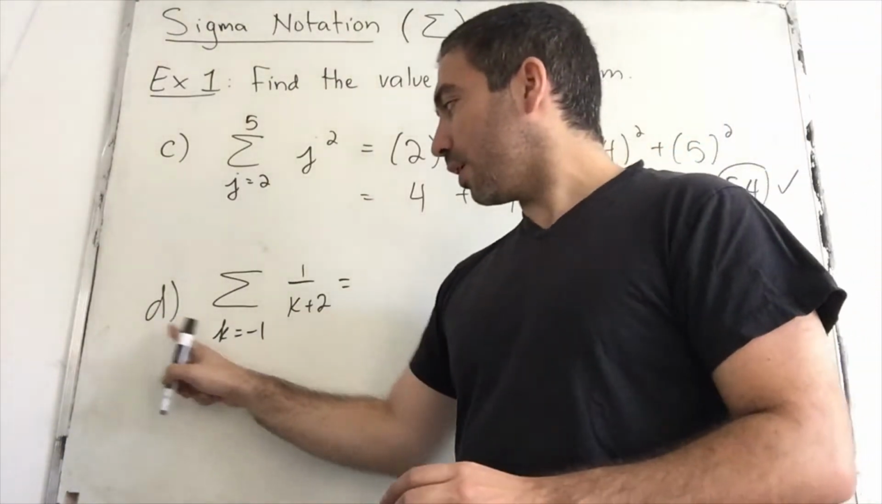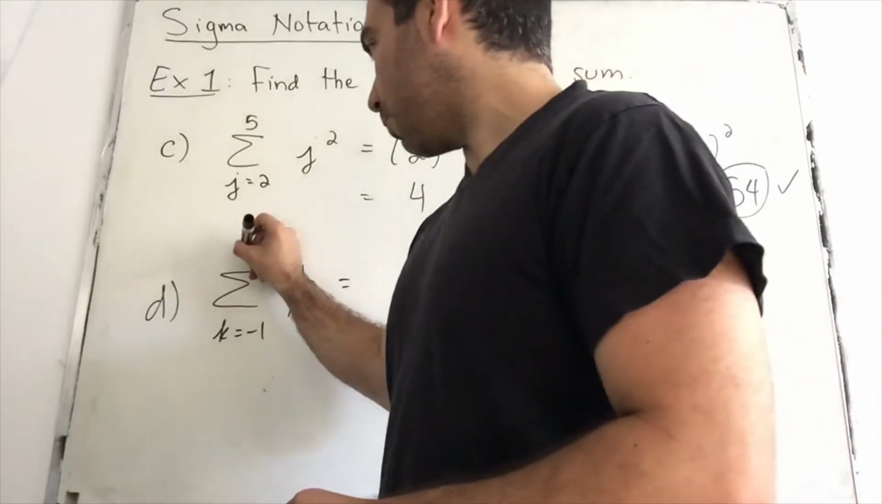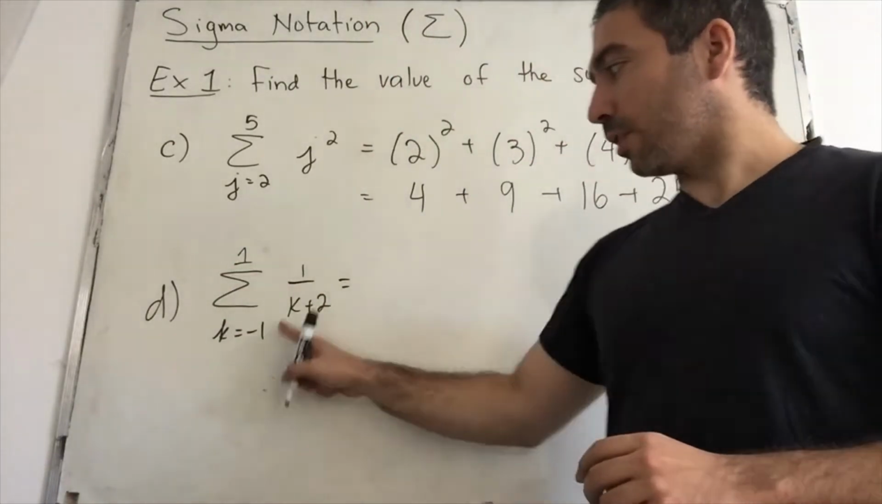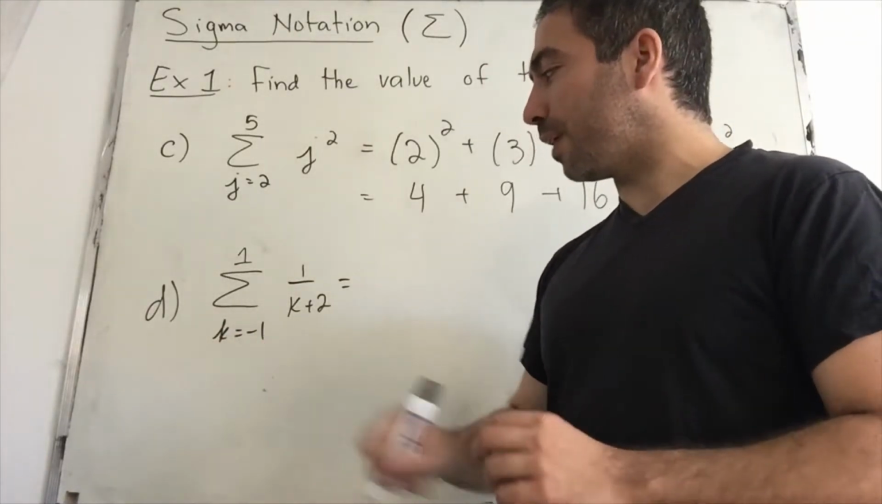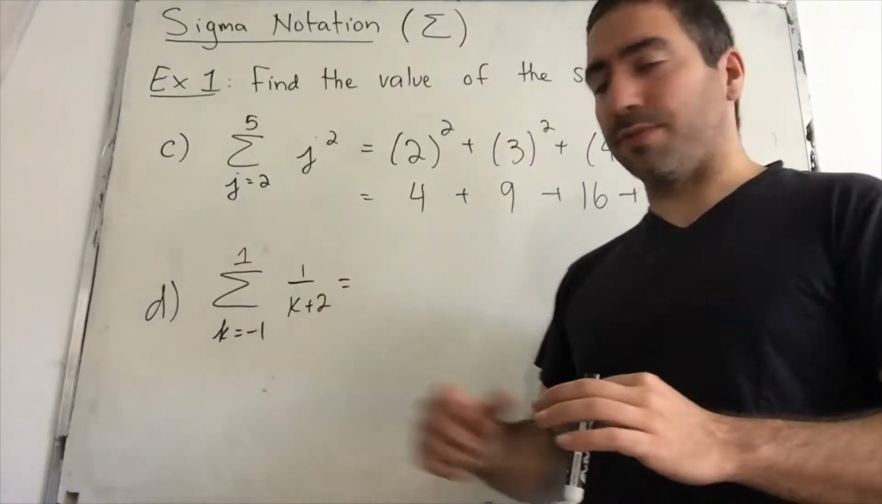D, we have k equals -1 to, oops, I forgot the upper term. Let's put a 1 here. Let's go from -1 to 1. So we start, first of all, we're using the parameter k, and here we have the value -1. We're starting at a negative value. As long as this value is smaller than this, it's fine.